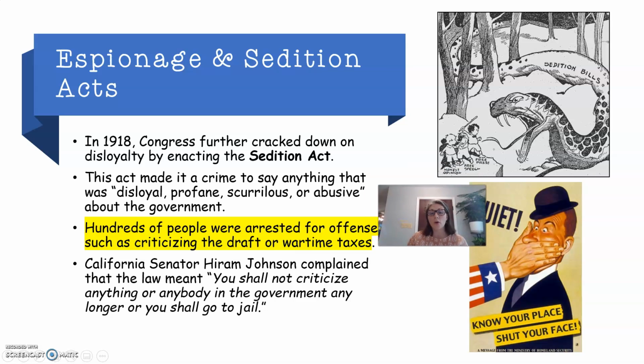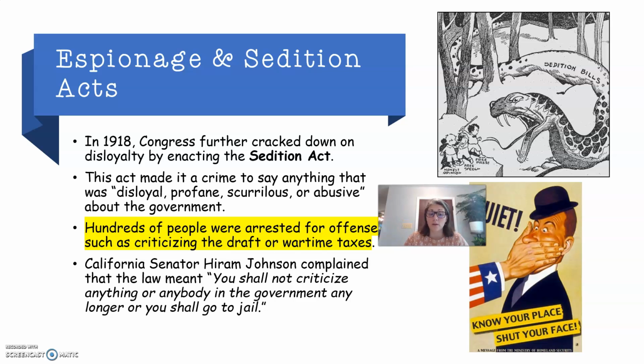So this continues on with something called the Sedition Act. So that's why they eventually get lumped together. That's why they're called the Espionage and Sedition Acts. But sedition is when you're saying something bad about the government. And so this made it a crime to say anything that was disloyal, profane, scurrilous, or abusive about the government.